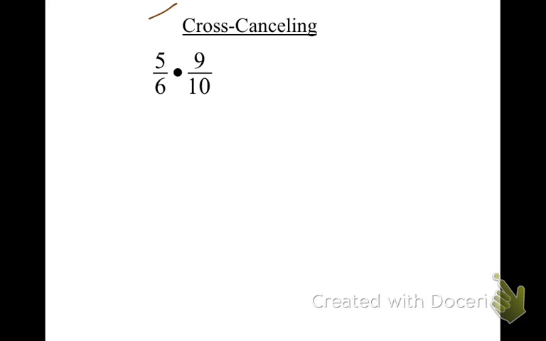So now we're going to go over something called cross-canceling. So go and write down this example problem as well as cross-canceling, and we're going to show you how to do it. Now normally when we're solving this, we're going to multiply our numerator and our denominator.